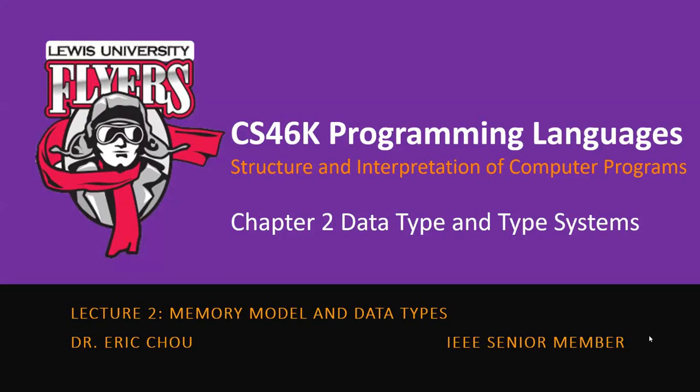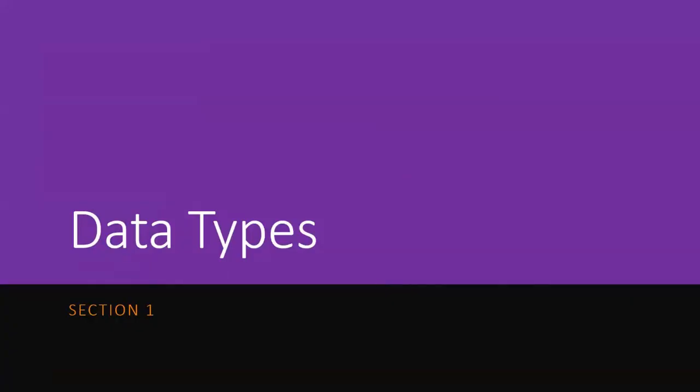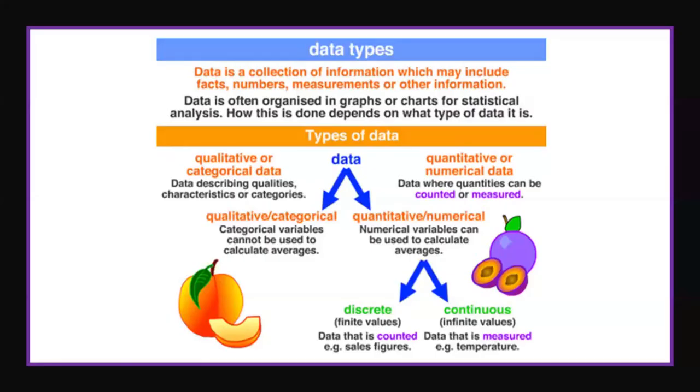So this chapter will go into the details of why the memory model is like this, and why we designed a language this way with this kind of memory model. It includes the data types, a type system, and the primitive data types, name, value, expression, and composite data types. Okay, these are the topics about memory model and data types. So first, we talk about the data types, okay?